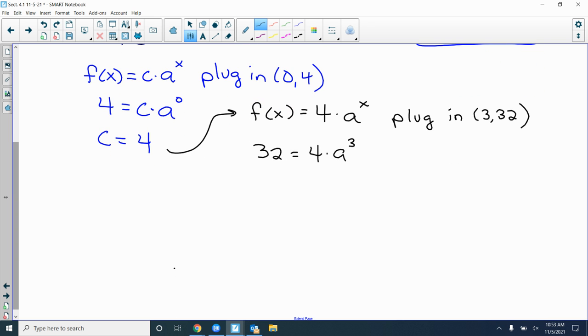Because some of these don't involve decimals or anything too small or too big, you might be able to think about it and figure it out. But if you go through the steps, divide by 4, and I get 8 equals a cubed. You can either take the cube root, or ask what to the 3rd power equals 8? It would be 2. Final answer now: f of x equals 4 times 2 to the x power.